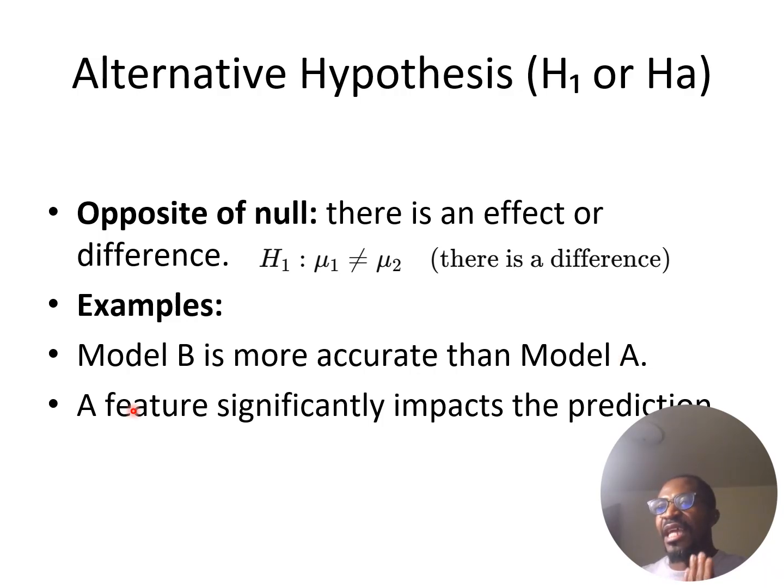And then, a feature significantly impacts the prediction. Maybe we are looking at spam emails, and we are asking, when you add a word like win or congratulations, does it have any effect on saying that an email is spam or not? Those are the kind of things we are going to see for hypothesis testing when we move on to machine learning.